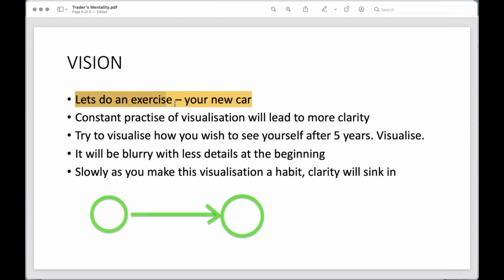Vision is also a very important thing. You can vision a new car or a new house. Okay. Don't put a picture or a poster of that car or house on your wall and expect you will get it. No, it doesn't work that way. You need to work towards it. But yes, having a vision that this is how I want to see myself does generally work.